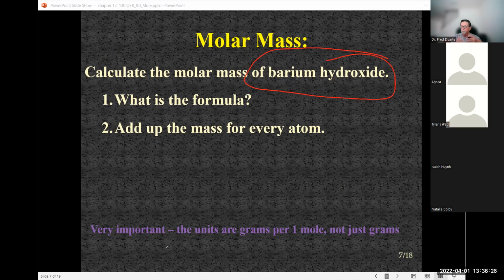If you do that system continuously, you eventually will start to recognize just by the name what the formula will be. But until such time, write the ions first. Barium is a group 2A metal, so when it becomes ionic, it will have a +2 charge. So barium is a +2 charge.